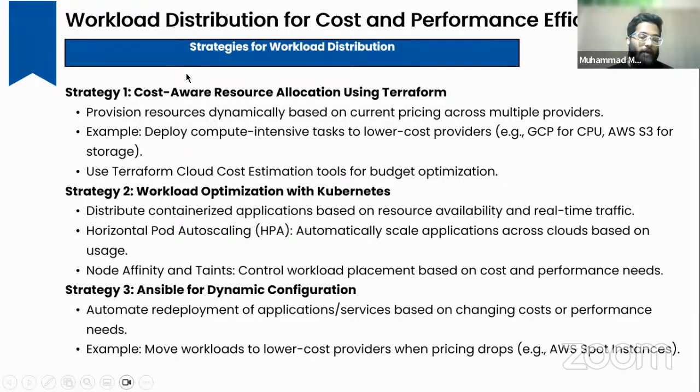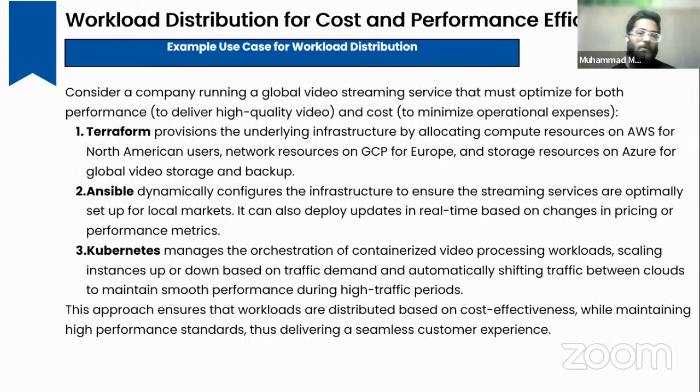The third strategy will be Ansible for dynamic configuration: automate redeployment of application services based on changing cost or performance needs, moving workload to a lower cost provider when pricing drops, like AWS spot instances. So here is also a use case for workload distribution. Let's consider a company running a global video streaming service that must optimize for both performance, to deliver high quality video, and cost.